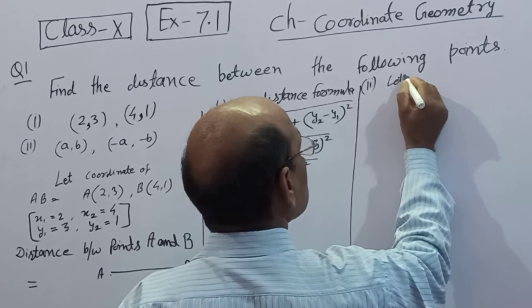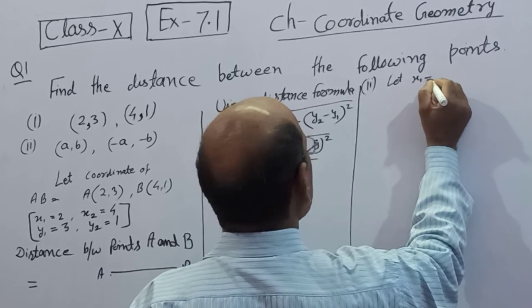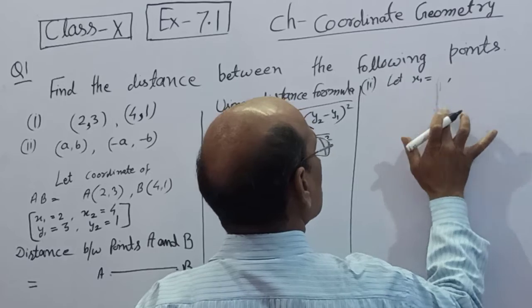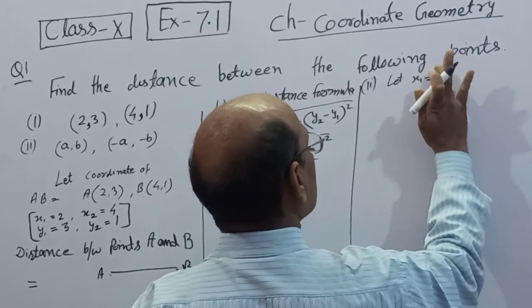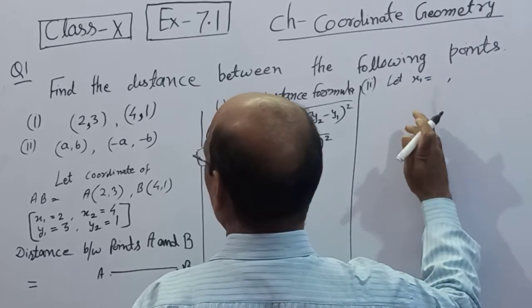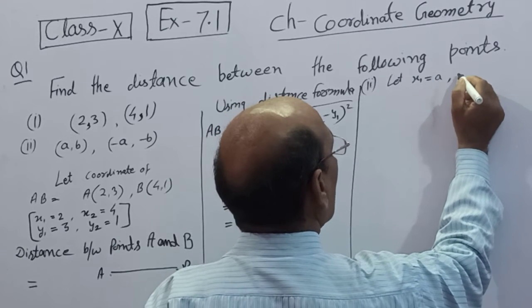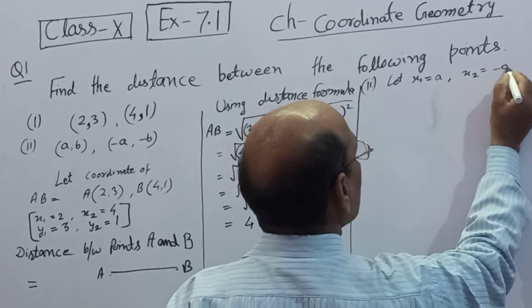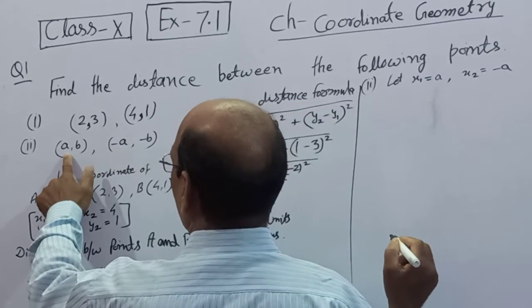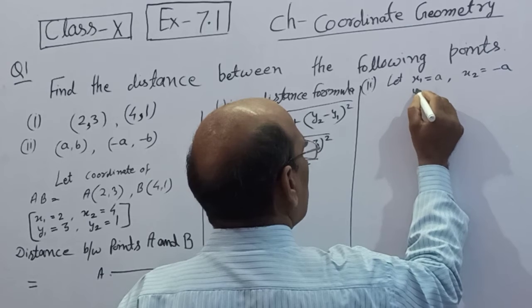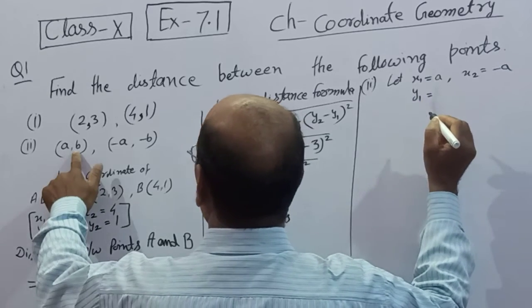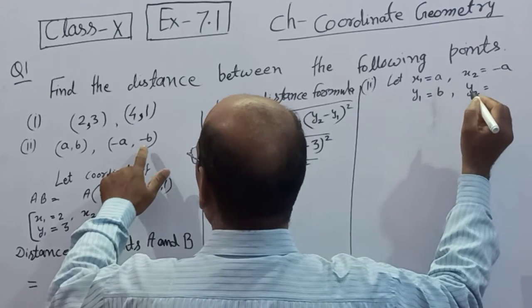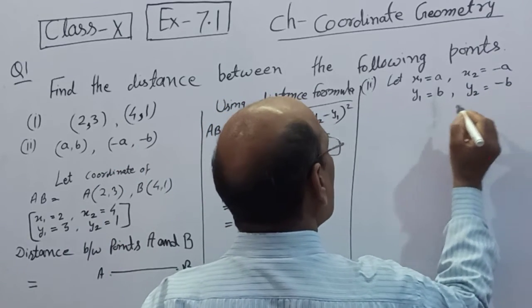Let x1 is equal to a and x2 is equal to minus a. Here is minus a and here is a. Similarly, y1 is equal to b and y2 is equal to minus b.